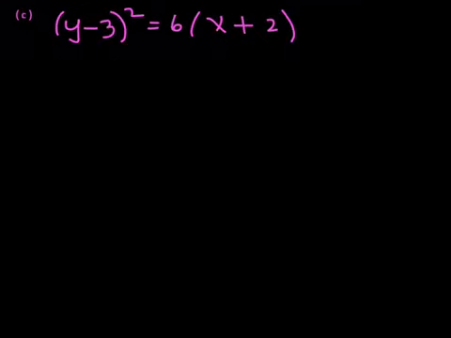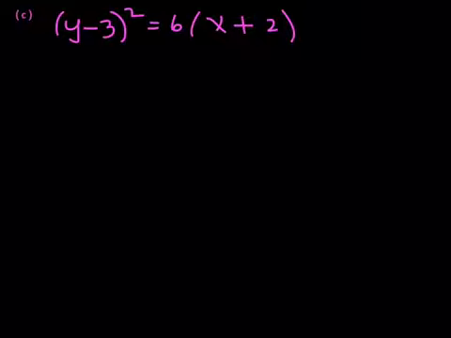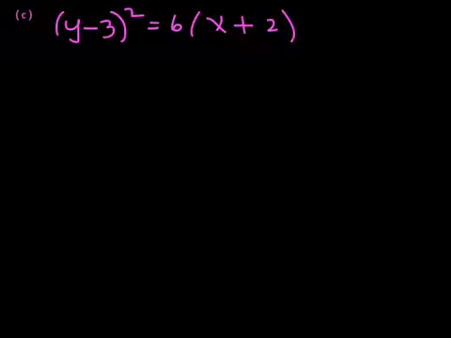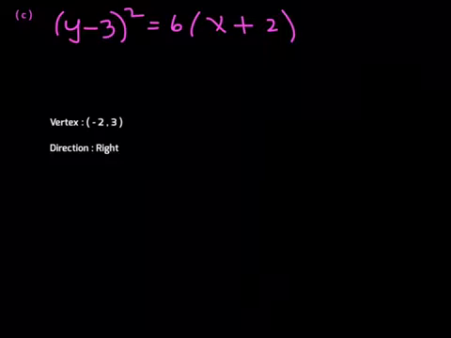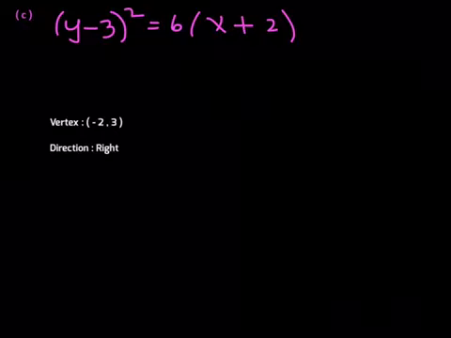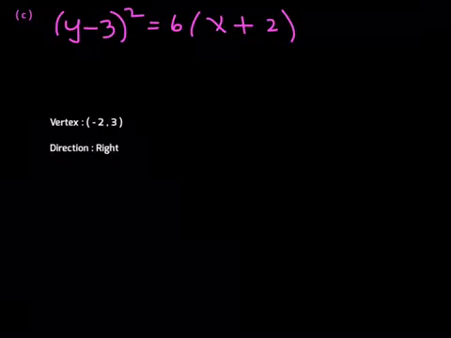Here's our brand new example. y minus 3 quantity squared is equal to 6 times x plus 2. The first thing I notice is that y is being squared. When y is being squared, the parabola is either going to open to the left or to the right. In this case, I know it's opening to the right because this value here, which represents 4p, is positive.